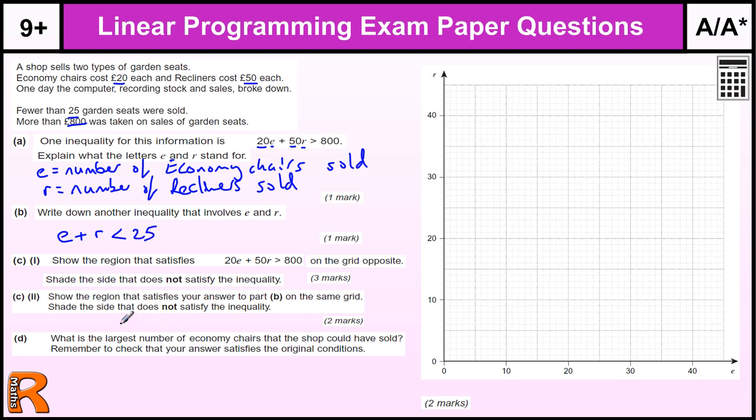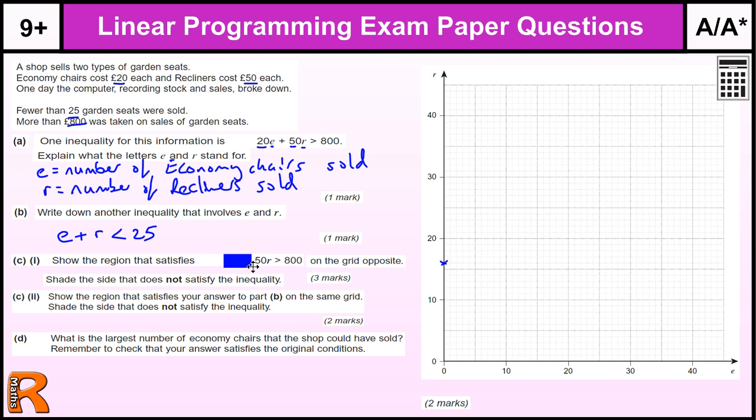Show the region that satisfies 20E + 50R > 800 on the grid. Now with this sort of inequality, the best idea is to cover up one of the variables, because if we make E 0, 20E is going to be 0, so that's not going to count, and we're just going to look at what R is when E is 0. When E is 0, we are plotting a point on this R axis, which is normally the y-axis. So when E is 0, 50R equals 800, so 5R is going to be 80, so R is 80 divided by 5, which is 16. So we need to plot 16 there.